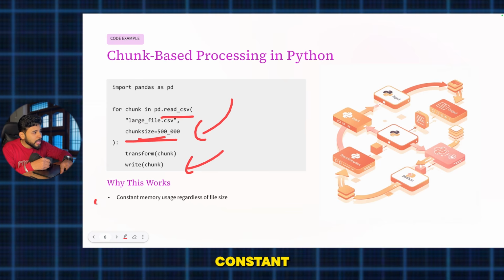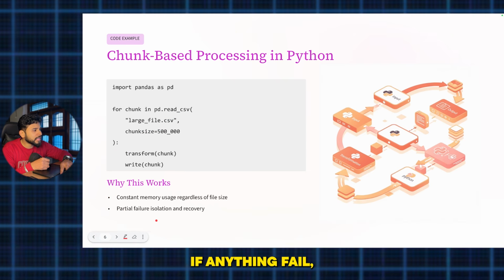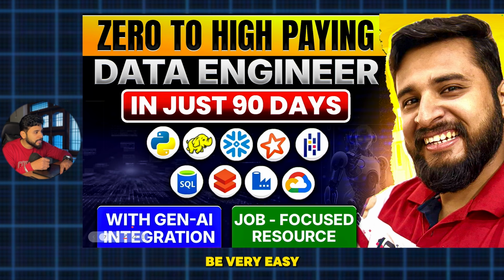So why does this work? Constant memory usage, regardless of your file size. It will divide your data into, say, 500 chunks, and it will not fail. Partial failure isolation will be there. If anything fails, you know exactly in which chunk it is failing. Next, it is a production-safe pattern, so it will be very easy to figure out. So this was it about the things.